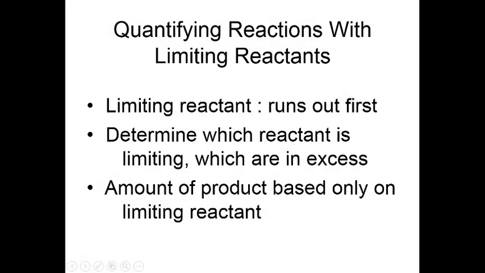When there is more than one reactant in a reaction, which is often the case, the amount of product is dictated by the limiting reactant. This is the reactant that runs out first. The key to solving problems with limiting reactants is to determine which reactant is limiting and which reactants are in excess. Sometimes a problem will state which is which. Sometimes you have to figure it out. The calculation of the amount of product formed is then based only on the limiting reactant.